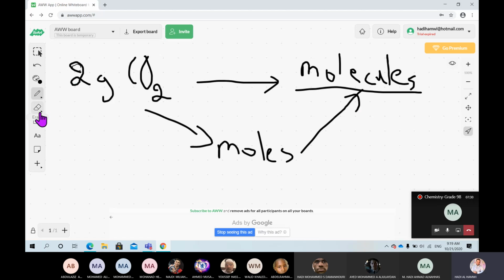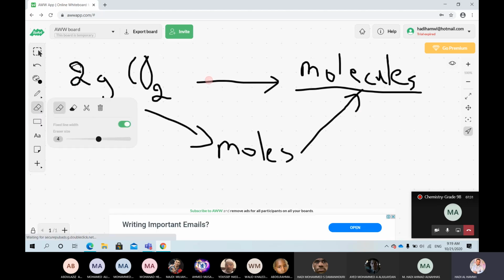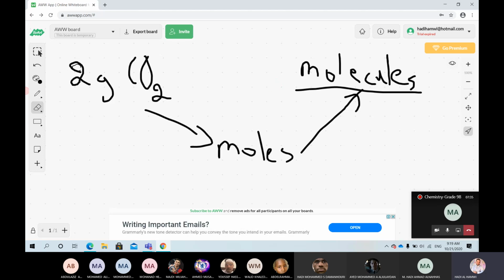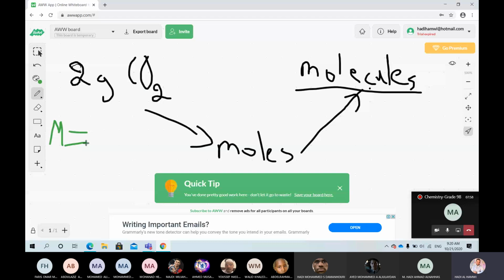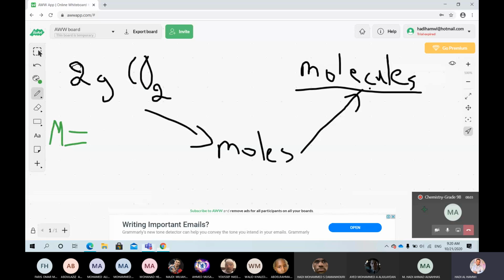So I cannot convert directly from mass to representative particles, which is molecule. I convert first from mass to moles and then from moles to molecules. So I have here 2 grams of carbon dioxide. First, I will find the molar mass of carbon dioxide. The molar mass of carbon dioxide will be 12 plus 2 multiplied by 16. So it will be how much? Who can help?